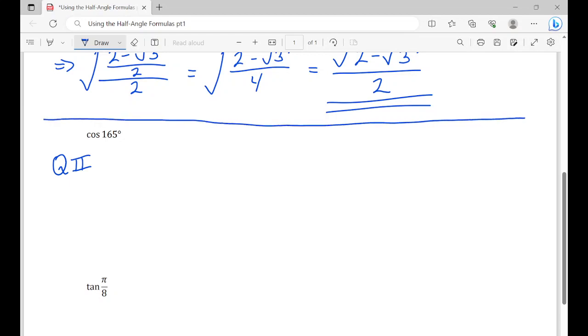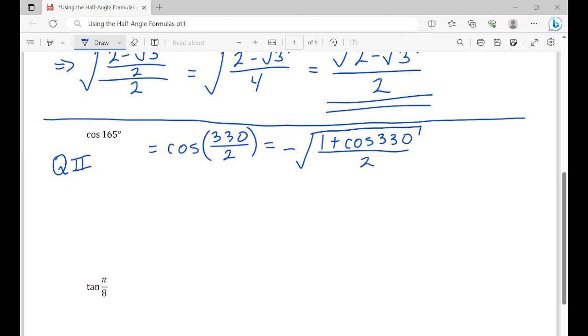So since I know it's going to be negative, now I need to figure out how to put this into the correct form. And the correct form of this is going to be cosine of 330 degrees over 2. And then I just put it into my equation. And since again it's in quadrant 2, it's a minus the square root of 1 plus cosine 330 over 2. And cosine of 330 is going to give me root 3 over 2. So 1 plus root 3 over 2, all over 2.